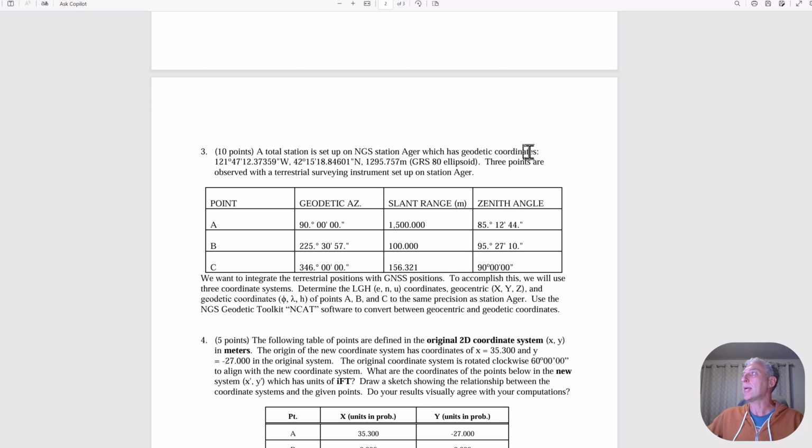Problem 3 is some coordinate transformations. You're given geodetic coordinates. So 3 and 4 are both coordinate transformations. We have not yet looked at calculating the LGH coordinates, local geodetic horizon coordinates, ENU, easting, northing, up. But we have done the XYZ, the phi lambda height coordinates. So you could go ahead and do those. And after the exam, we'll start looking at calculating the LGH coordinates. So you have that in your toolbox for doing these problems.